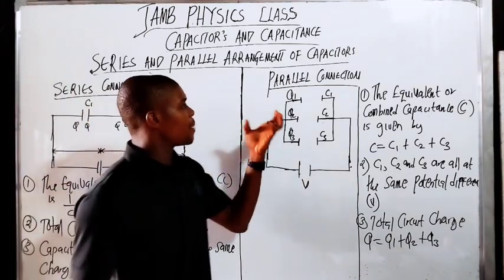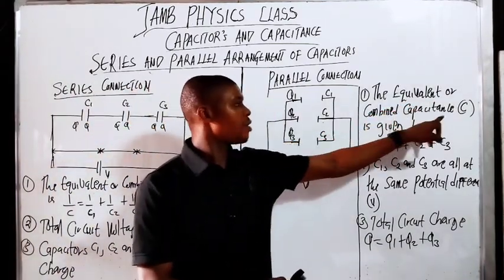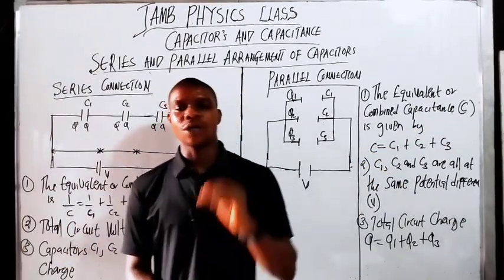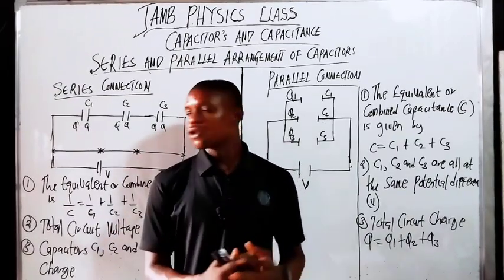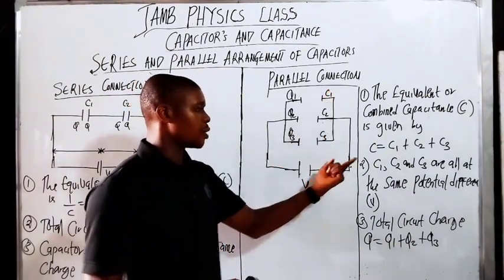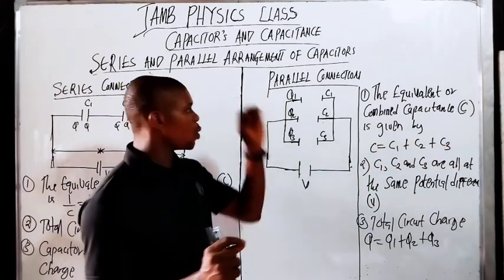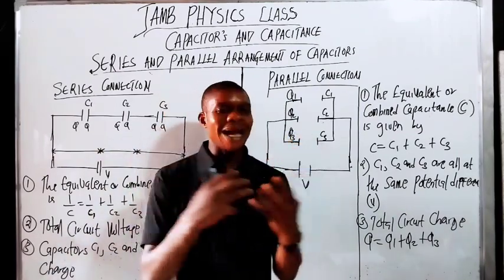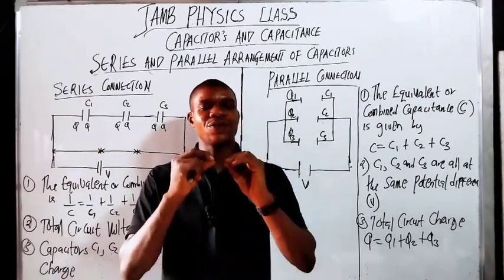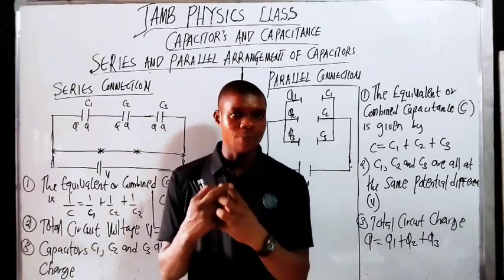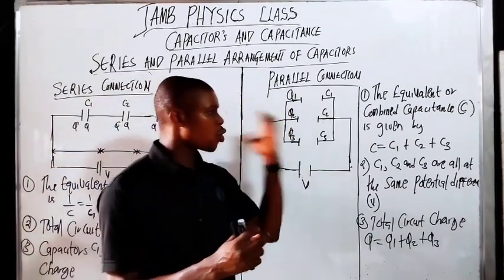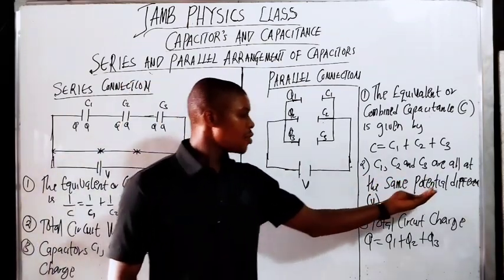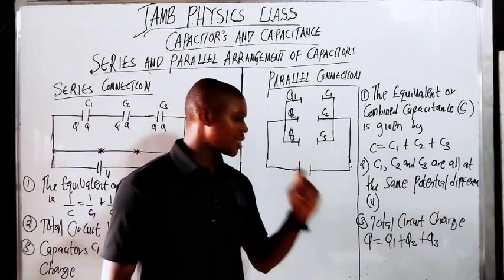Now in a parallel connection, the equivalent or combined capacitance is given as C1 plus C2 plus C3, depending on the number of capacitors given to you. Do you understand? If it's three capacitors like this, 1, 2, 3, you sum them together. When capacitors are arranged in parallel, you just sum them together to get your equivalent or combined capacitance.